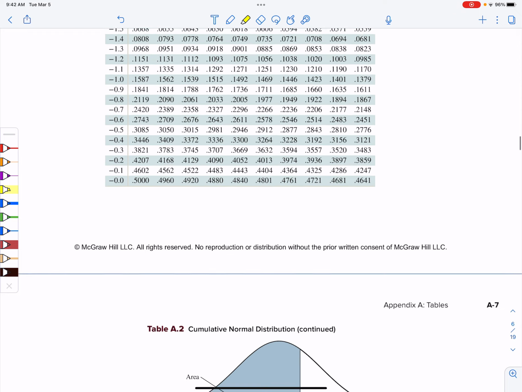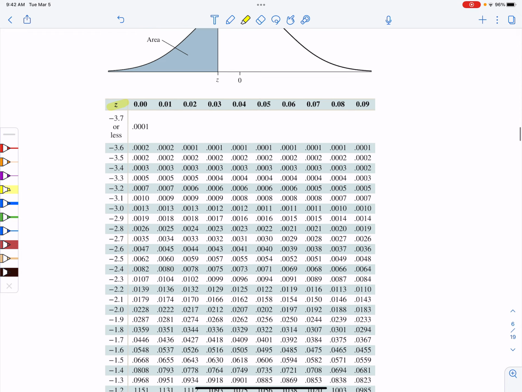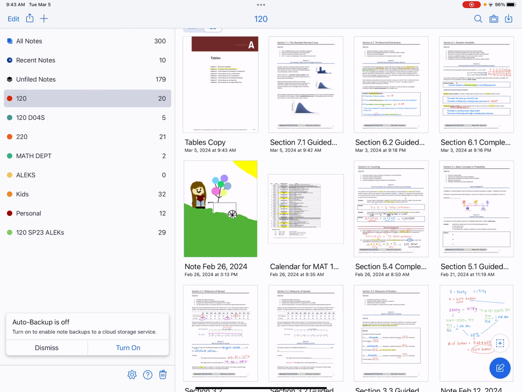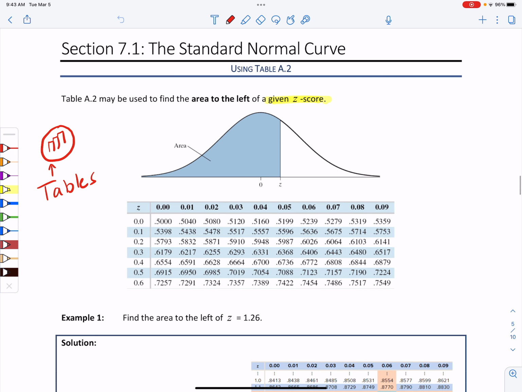And when you look up a value of z in this table, it gives you the area, but specifically the area to the left of z. That's why it's called a cumulative, because it comes from the left. All right, so in your notes, anytime you see a little snippet of a table like this, that's where it is. You would pull up your table A2 and you would reference this in that table.